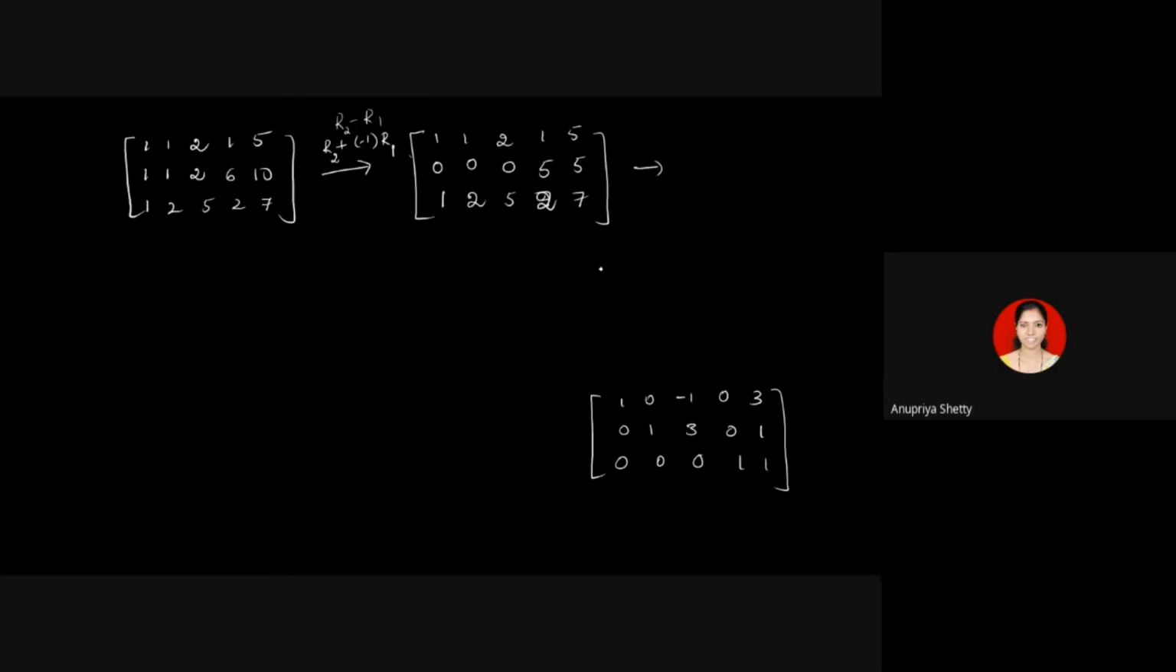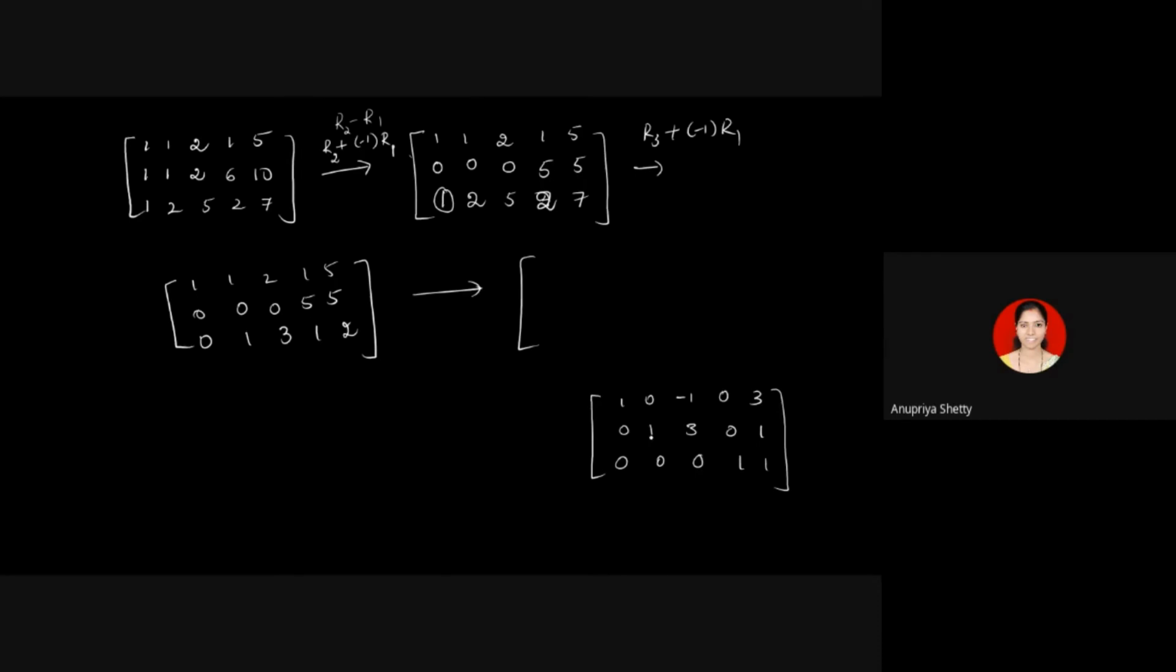Then after that, we can also try reducing the last one to 0 by going for R3 plus -1 times R1. It is 1, 1, 2, 1, 5. Second row also as it is. And you can make the third row 0, 0, 1, 3, 1, 2.